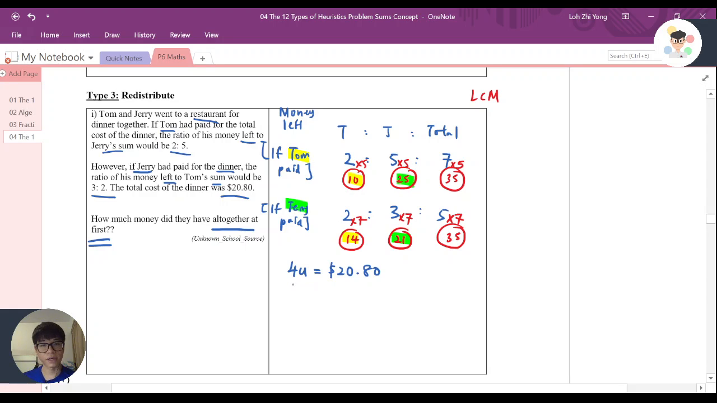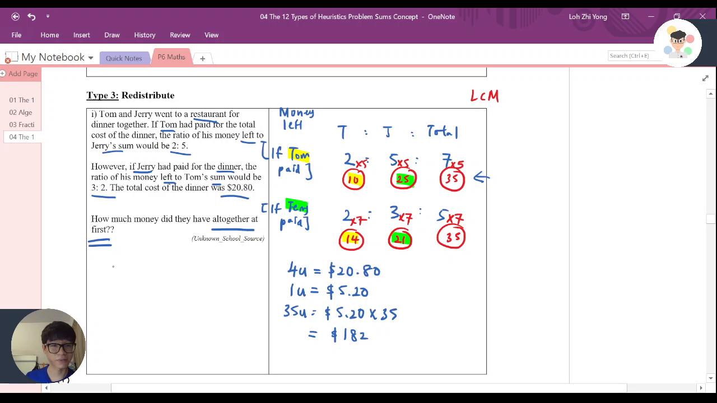If they're now asking how much money they had altogether at first, basically first I need to find out what 1 unit is equal to. So if I divide, it will be 5.20. Then if I want to know altogether, it will be 35 units. So 35 units will be 5.20 times 35. If you have a calculator with you, you can just type it in, or you can calculate manually. So it will probably be 182.